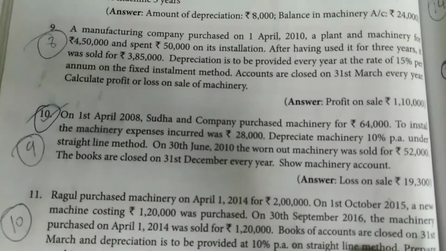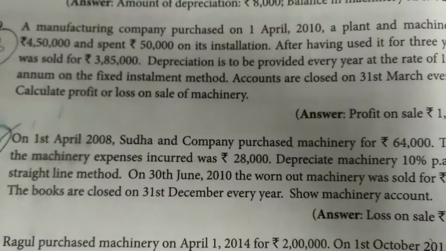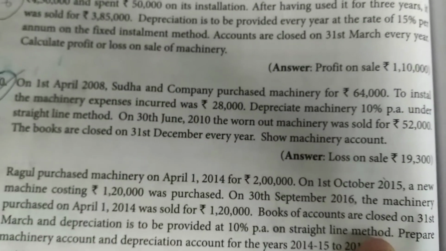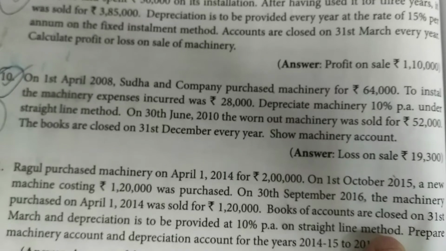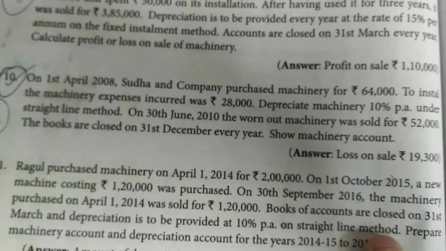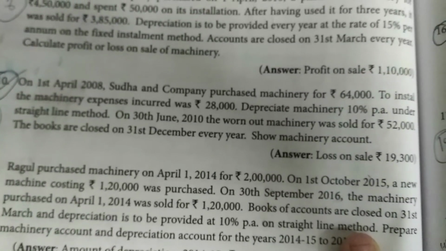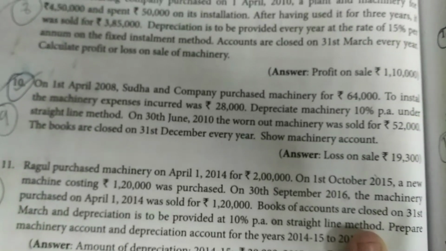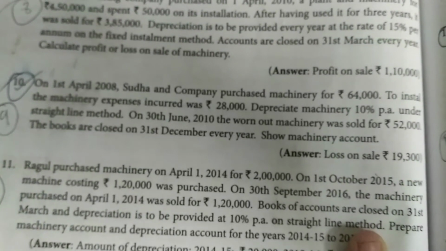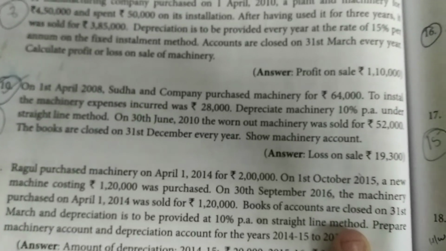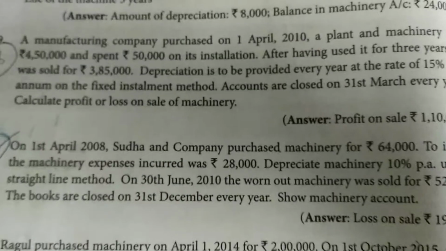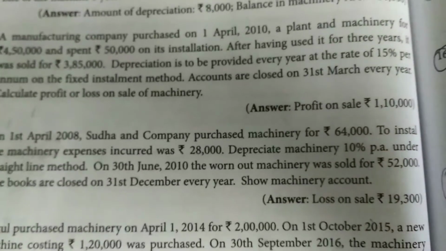So on 1st April 2008, Sudha and Company purchased machinery for 64,000. To install the machinery, expenses incurred were 28,000. Depreciate machinery 10% per annum under the straight line method. On 30th June 2010, the worn-out machinery was sold for rupees 52,000. The books are closed on 31st of December every year. Show machinery account.